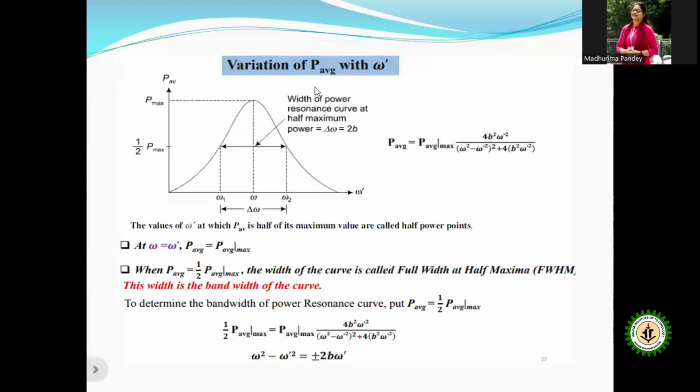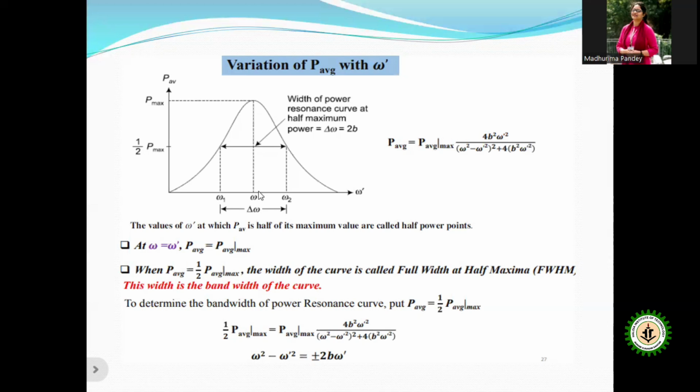Also we can get the power resonance, and these are the expressions obtained from power resonance. The derivation is not basically important, but what is important is how it varies with omega prime and what the bandwidth is. So let us focus on this graph. You can see this is the average power changing with omega prime, and we obtain a kind of Gaussian curve if we use these expressions.